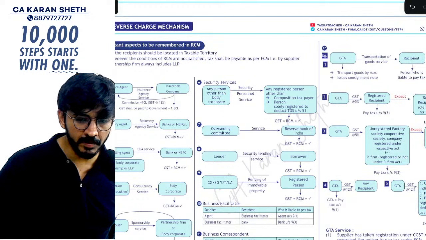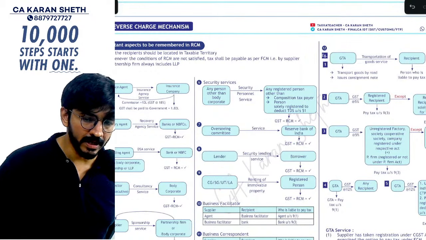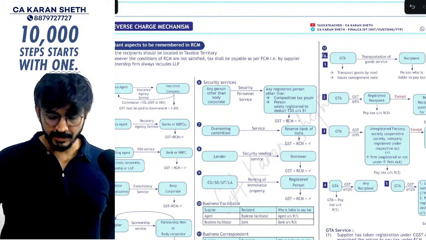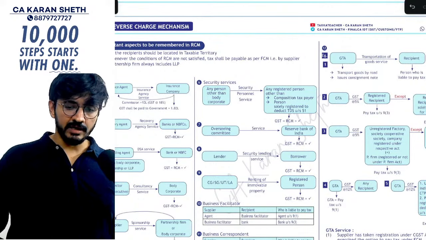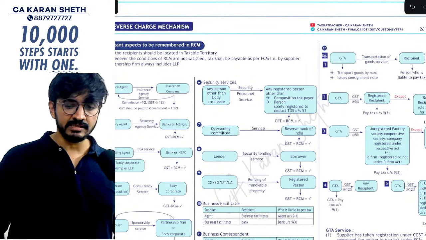Yeah, it will not have the burden. It is always the hotel who will have the burden. Simple. Just go through that chart. If you go through that chart, you will easily understand.